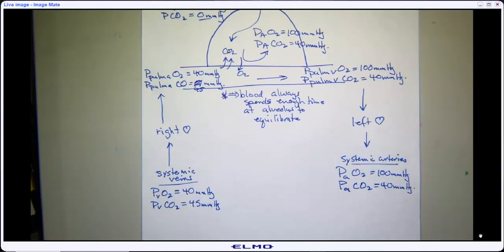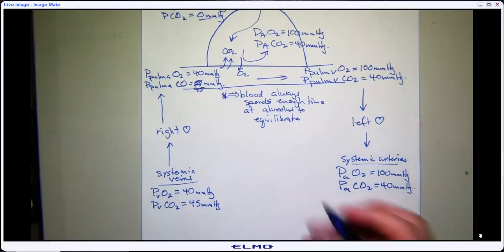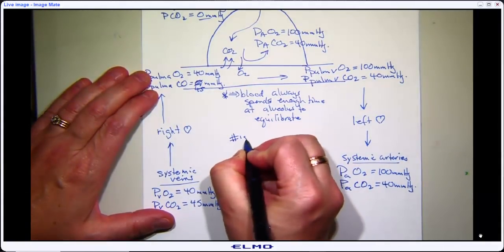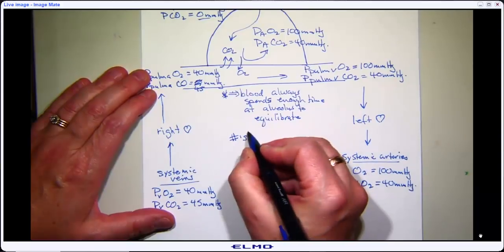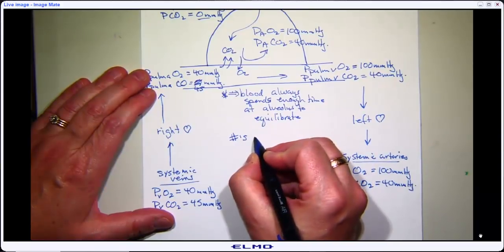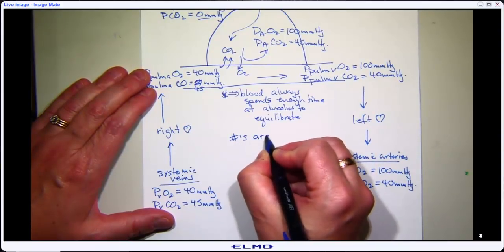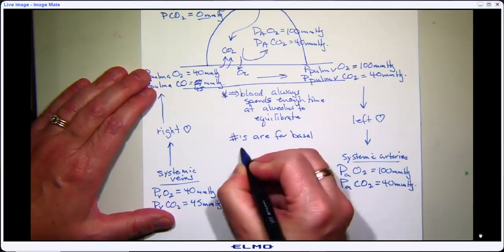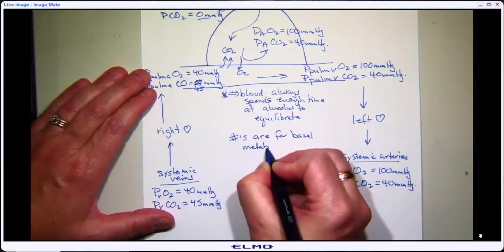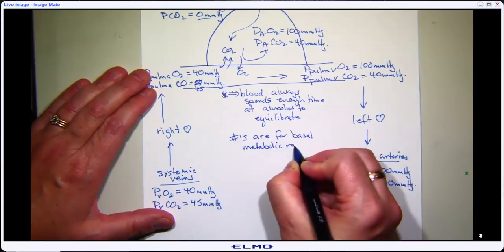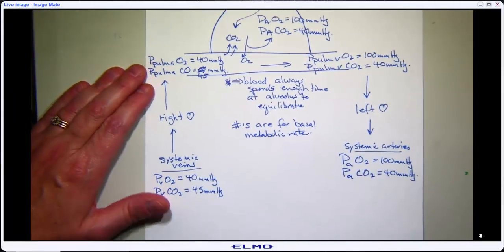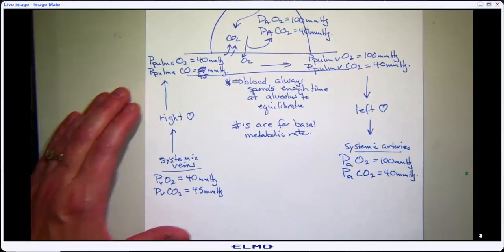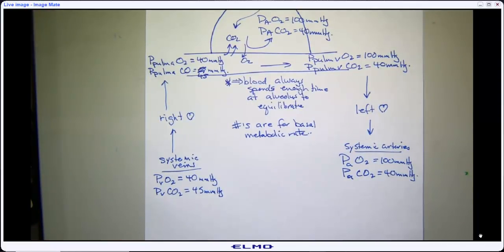These numbers are also all for basal metabolic rate. Let's jot that down too so everyone's happy with the numbers we're talking about. So the numbers that I've thrown out here are for basal metabolic rate. So no, you're not exercising, you're just kind of sitting, okay?